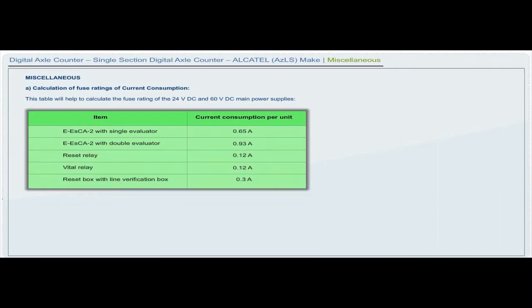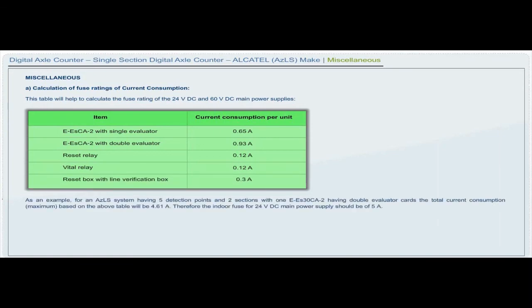For reset box with line verification box, current consumption per unit is 0.3 ampere. As an example, for an AZLS system having 5 detection points and 2 sections with one EES30 CA2 having double evaluator cards, the total maximum current consumption based on the above table will be 4.61 amperes. Therefore, the indoor fuse for 24-volt DC main power supply should be of 5 amperes.